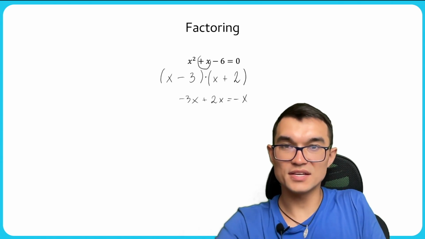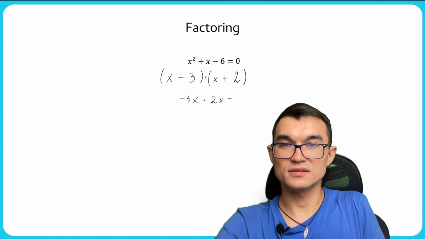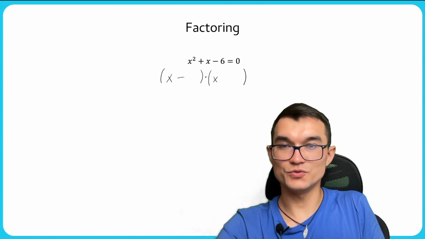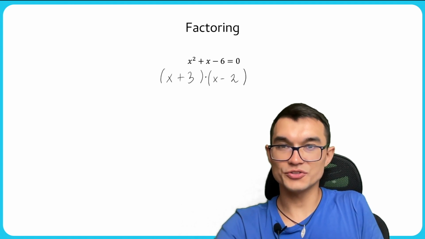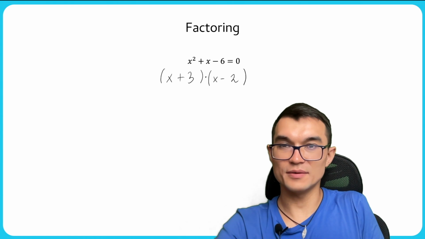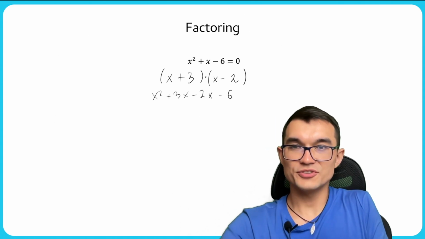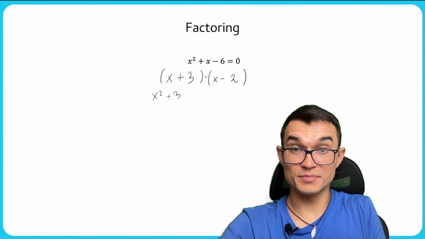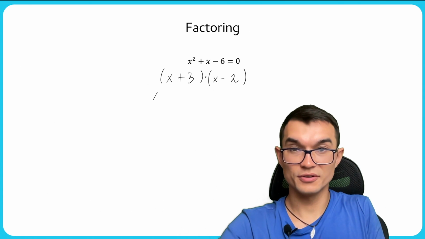And I have got plus x here, which means that I have to obtain minus 6 as a product of two other numbers, let's say plus 3 and minus 2. And that actually works, because now if I multiply these expressions by each other, then what I've got is x squared plus 3x minus 2x minus 6, which is equal to that. So factoring a quadratic equation is just an attempt to reverse engineer multiplication of two linear expressions.